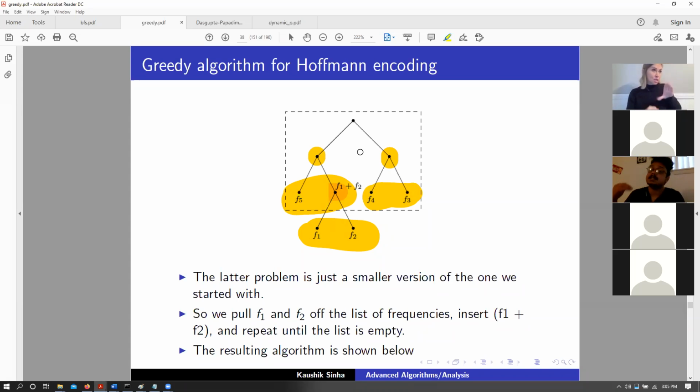Yes, but that is a side effect of this algorithm, right? The main reason that it is greedy is because we are only looking at the lowest frequency every time.